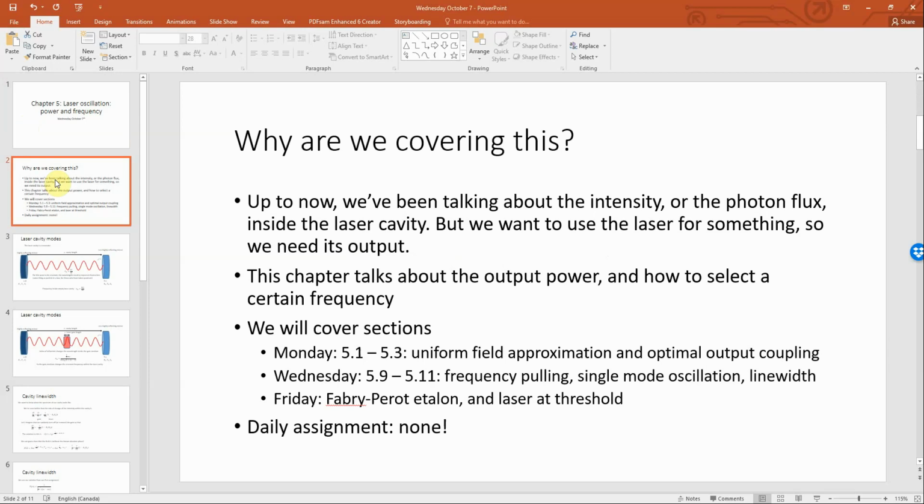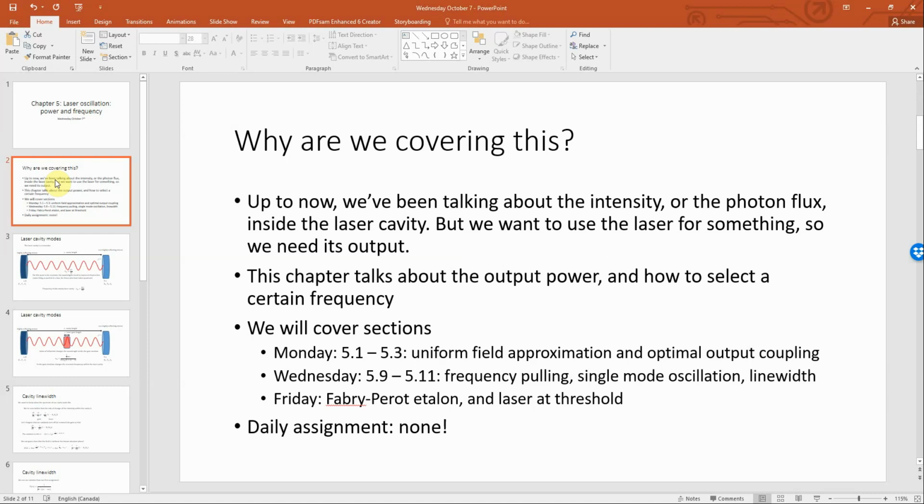So why are we covering this? Up to now, last week, what we were covering was intensity or the photon flux inside of a laser cavity. Now we actually want to try and extract this energy, extract these photons out of the cavity and actually shine them onto something, like a laser pointer or something like that. So chapter 5 talks about the output power and how to select a certain frequency.